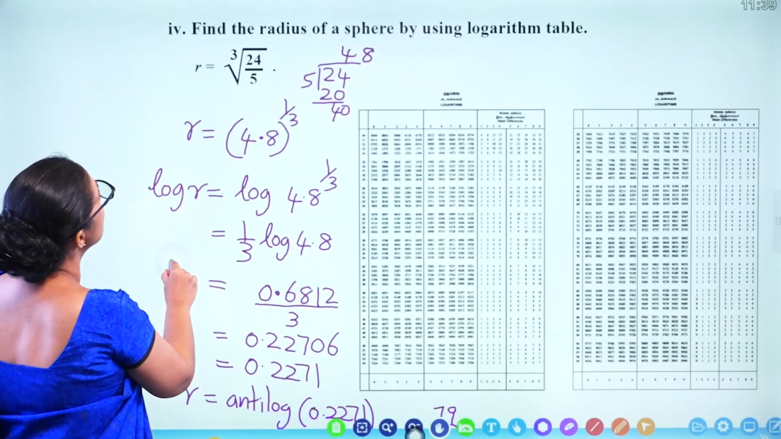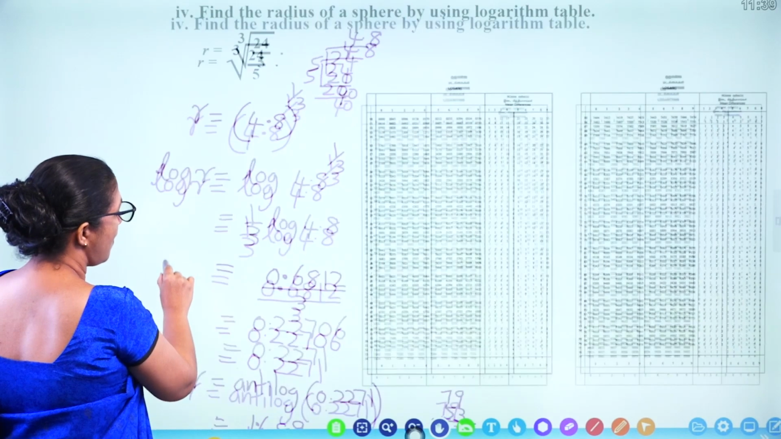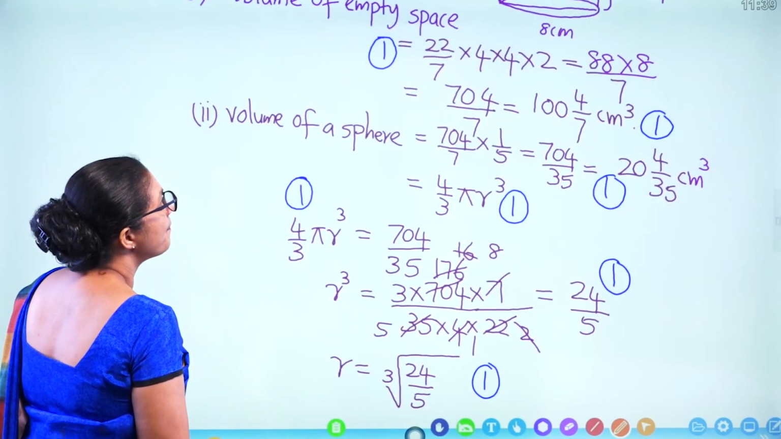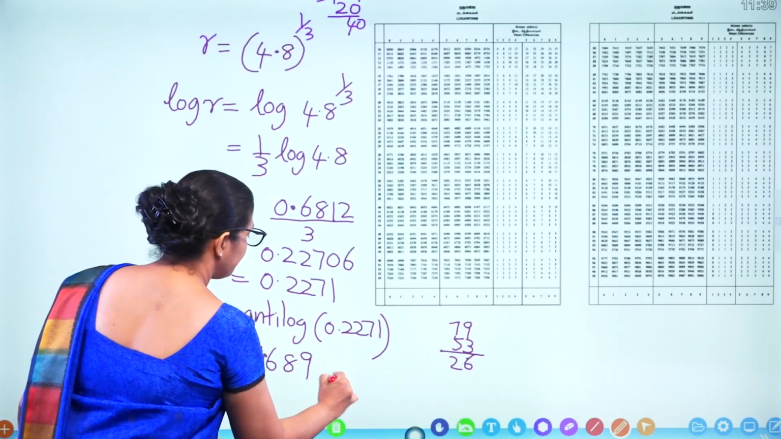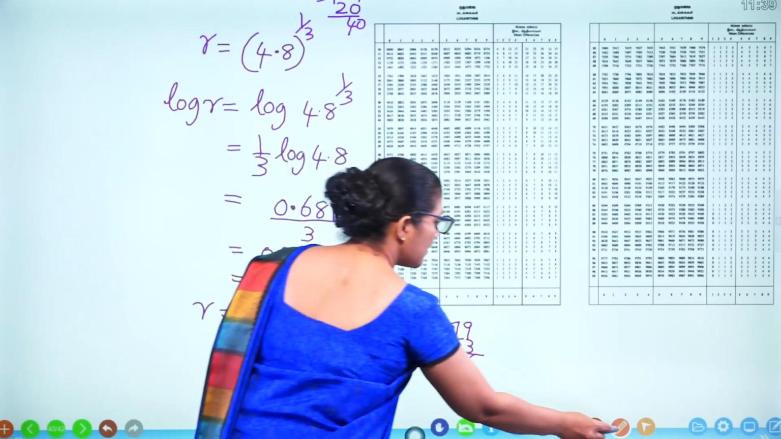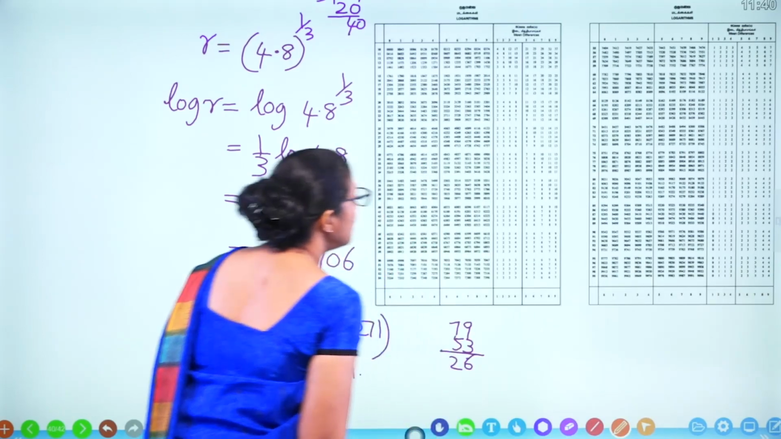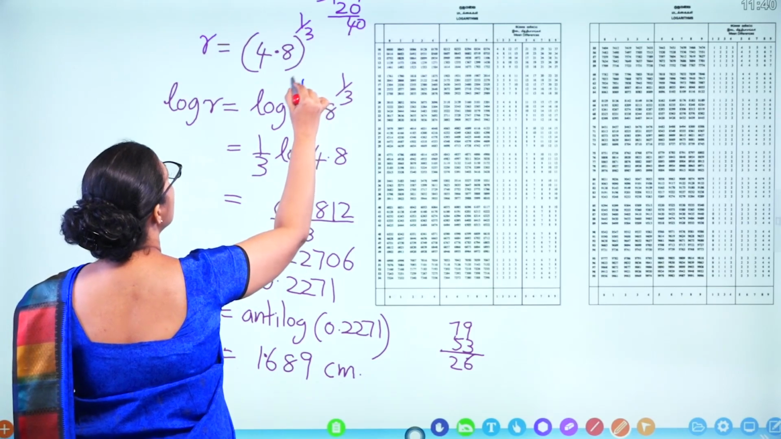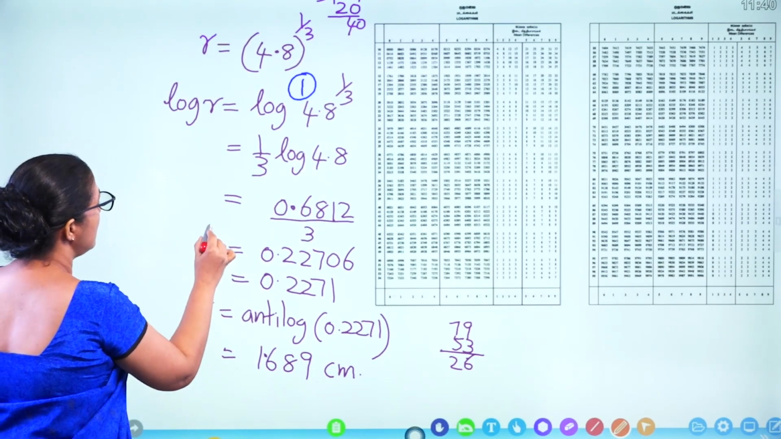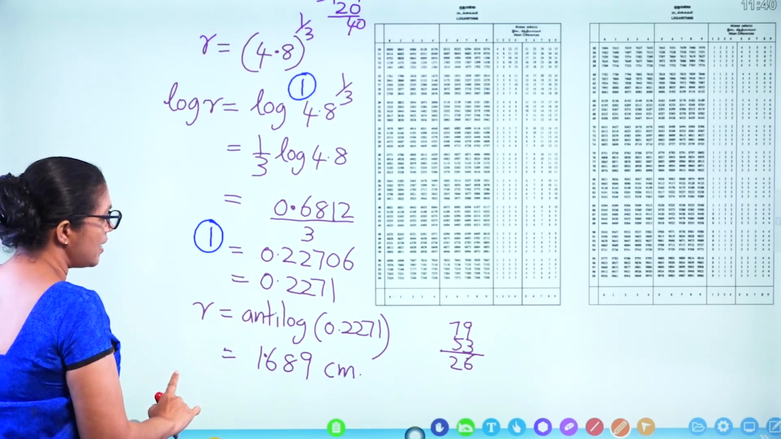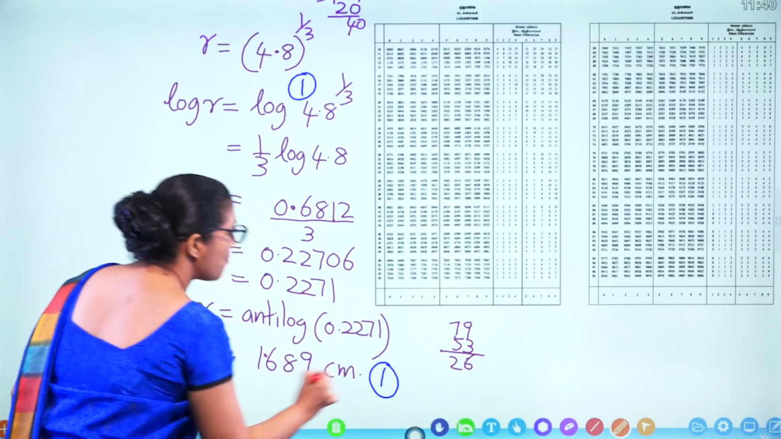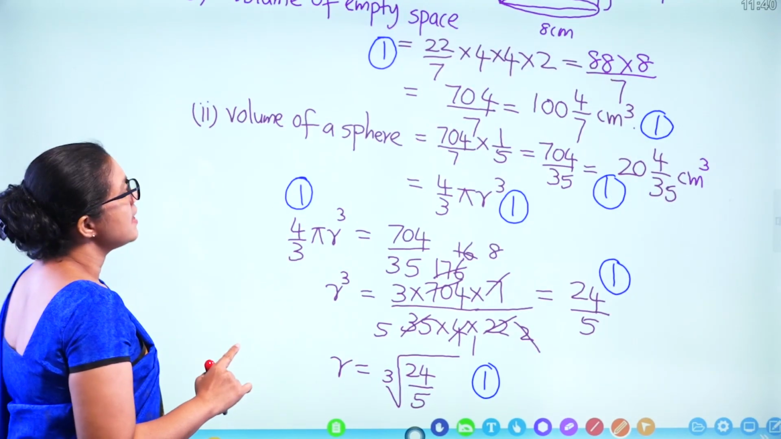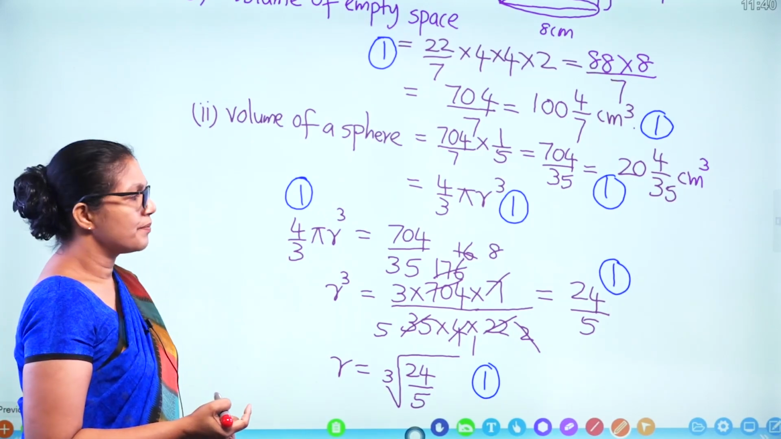It says by using, so not given, so you can write 1.689 centimeters is the radius. So we can give 3 marks for this question. Taking log, here 1 mark, and here 1 mark for finding anti-log value and simplification, and 1 mark for this. So 3, 4, 5, 6, 7, 8, 9, 10, altogether 10 marks for this question.